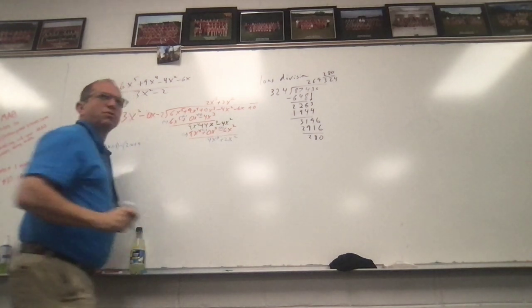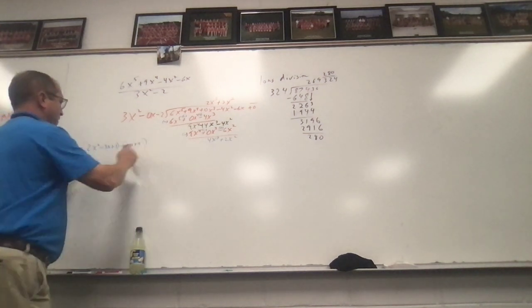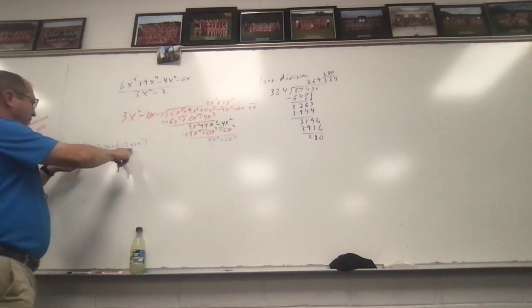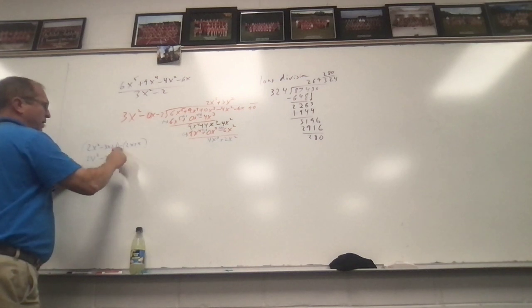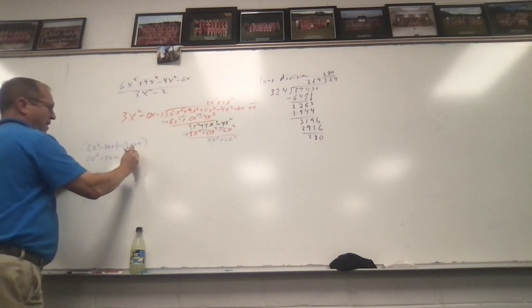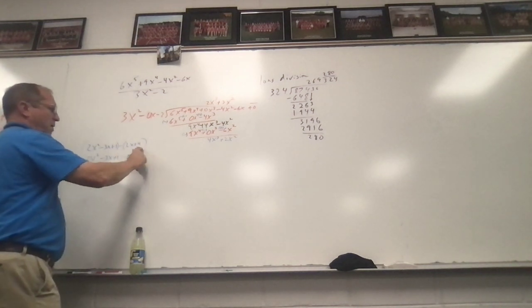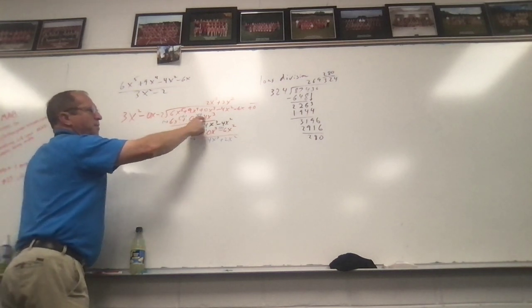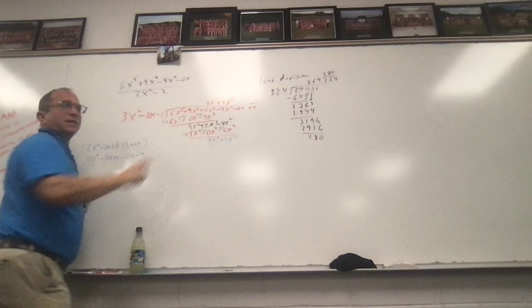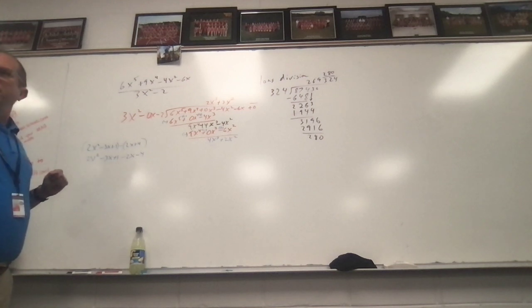Wait, what's your question? Why are you switching the signs? Because I'm subtracting. And if I subtract a polynomial from another polynomial, like this one right here, I would have 2x squared minus 3x plus 1. And subtracting this polynomial becomes minus 2x and minus 4. So I changed all the signs of the polynomial I'm subtracting. So likewise here, this is the polynomial I'm subtracting, so I have to change every sign in there. Great question. Any other questions here?